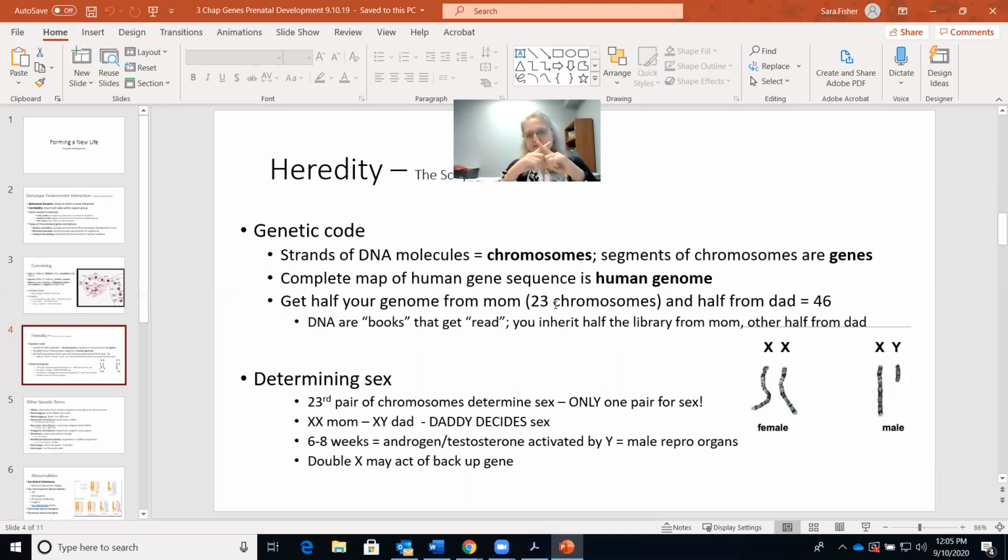Girls have two X's. Girls have an X and an X. That is all mom can give to her offspring, an X. That's the only thing she can contribute. Boys have an X and a Y. So it's the sperm that decides if the baby is going to be a boy or a girl, right?